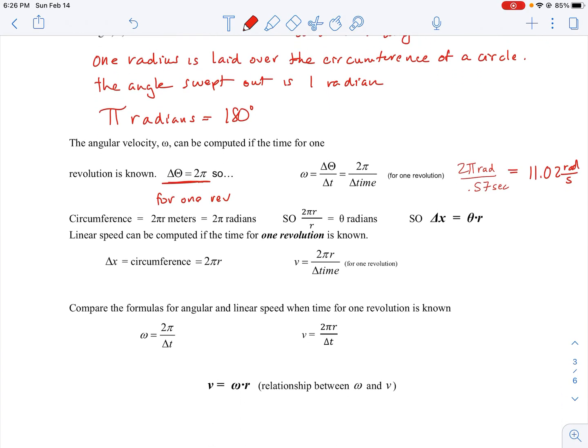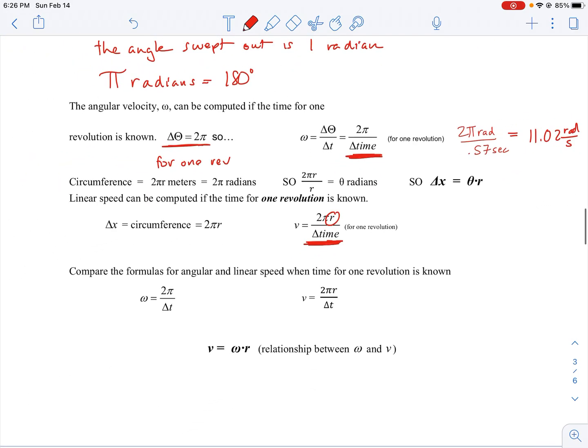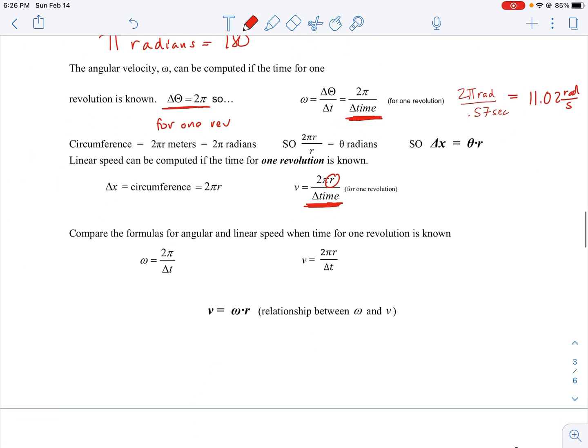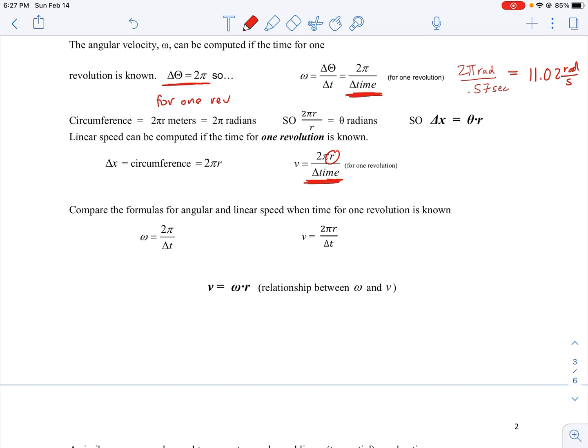Okay, so when you look at the formula for angular velocity, and it's just 2 pi over time, the formula for linear speed is very similar. The only difference, look, is that r, 2 pi r over time. So angular speed is 2 pi over time, linear speed is 2 pi r over time. And the relationship between these two numbers is if I would take angular speed and multiply it by r, I would get linear speed. And that's what this formula is saying.